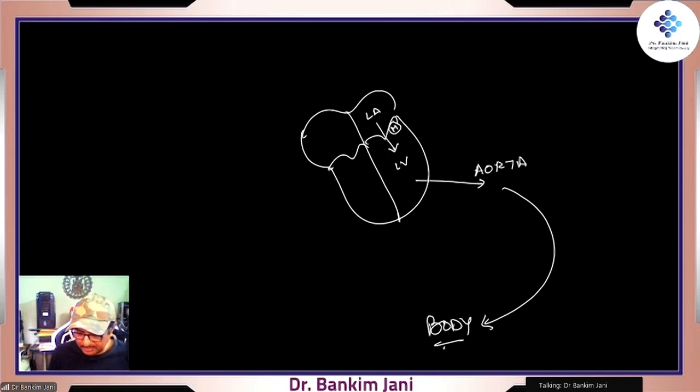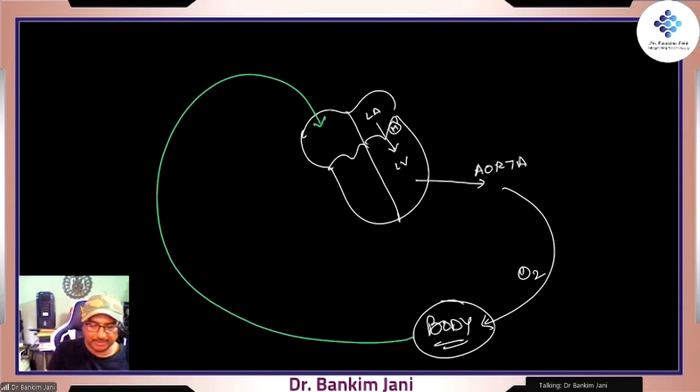This is the oxygen-rich blood. So oxygen is over here. Body will utilize it, right? Once it is utilized, this particular blood will come back into the right atrium. This is the tricuspid valve. From there, it will come to the right ventricle. From the right ventricle, this is what is called the pulmonary trunk.